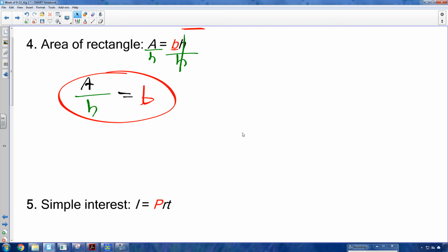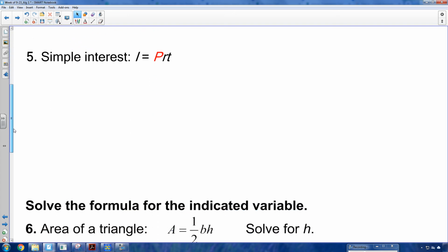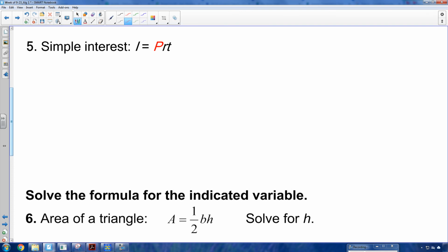So this next thing we're going to do is very similar. The P is what we're solving for, and it's multiplied by R and T at the same time. Now we could divide by R and then divide by T because they're both being multiplied, or we could just divide by RT at once. All at once. So if you divide both sides by RT at the same time, you'll be done.